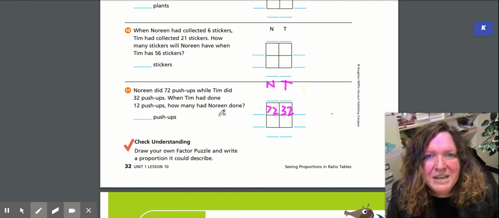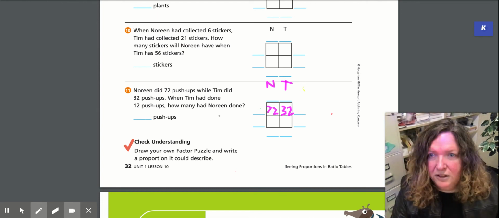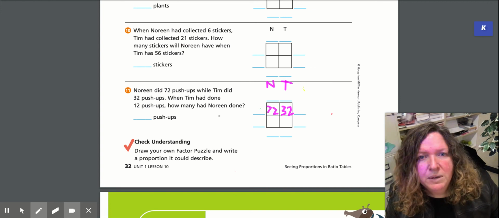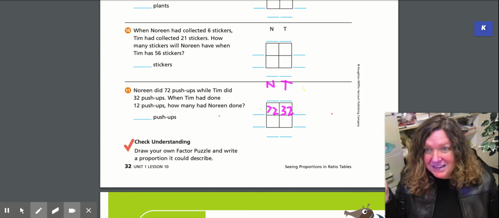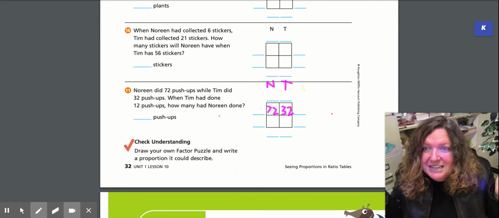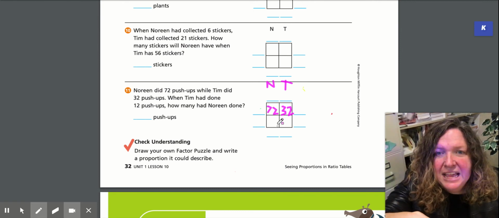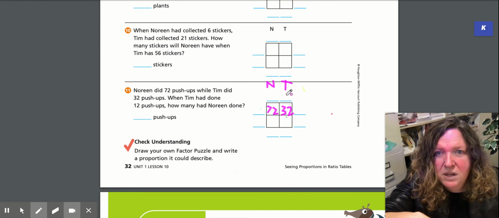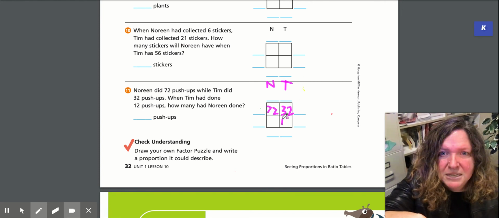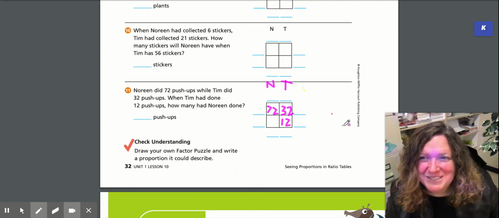And then it says, when Tim had done 12. Okay, so what are we going to put in for Noreen? We don't know. It says, how many had Noreen done? How many? We don't know. That's the empty space. So Noreen has the empty space right here. And it says, when Tim has done 12. Well, we got to put the 12 under Tim because it's Tim who's doing those 12. Now we got our factor puzzle all set up.